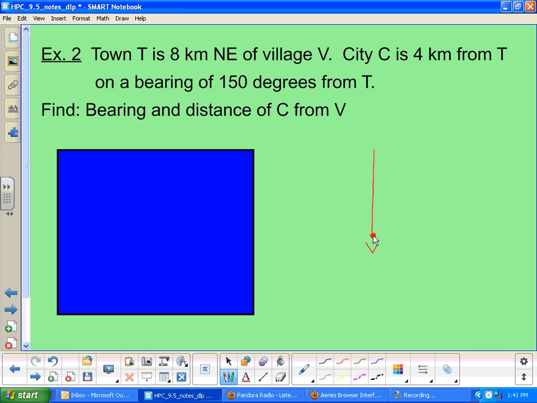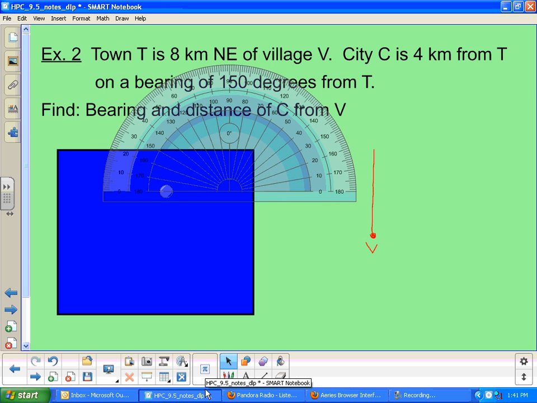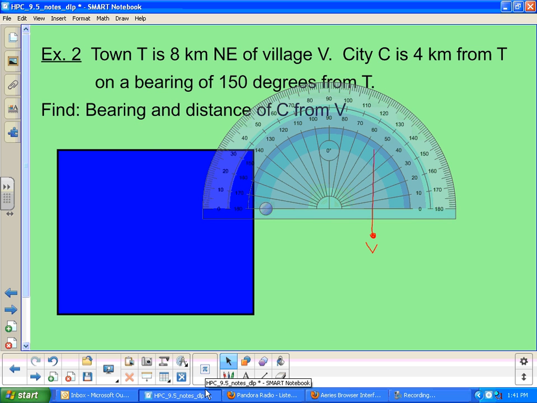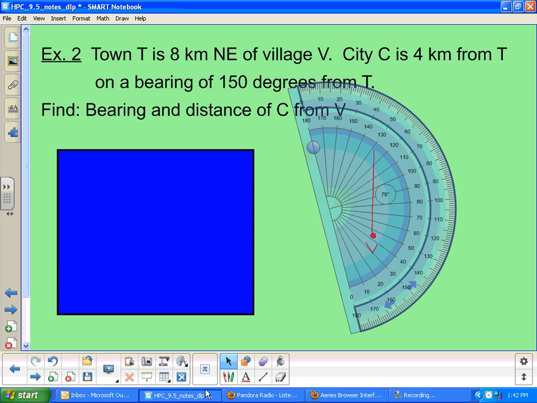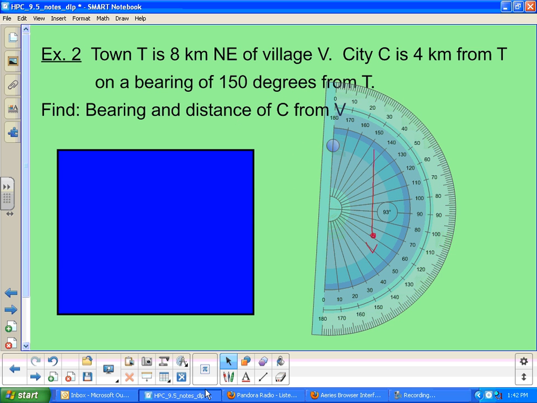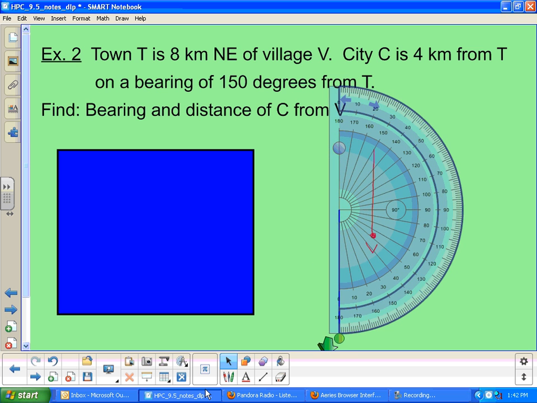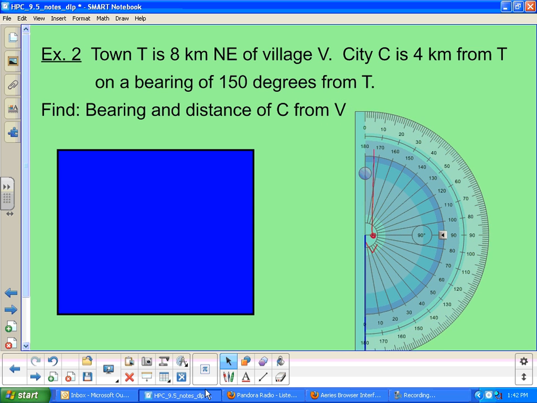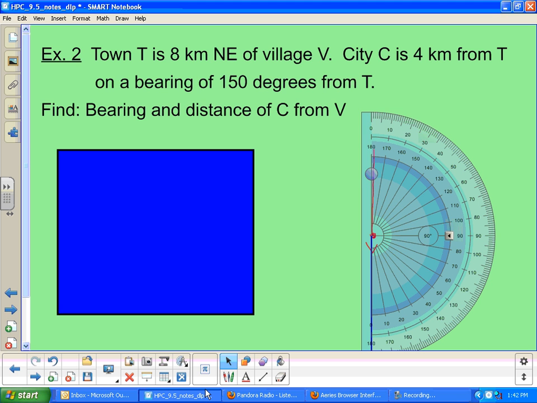And then I want you to imagine laying a protractor on the board right there. Actually, I have a protractor. Look at that protractor, it's a monster. All right, so I'm going to take this thing and spin it around. Does that look vertical to you? No. There we go. And I'm going to set the center of that protractor at village B.